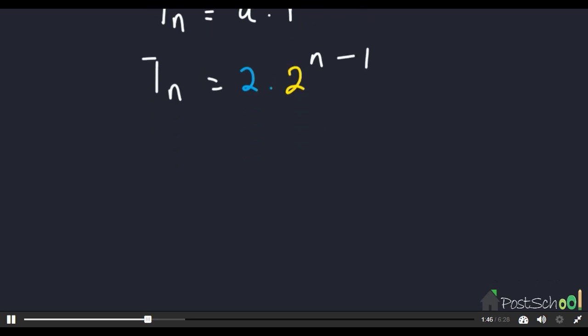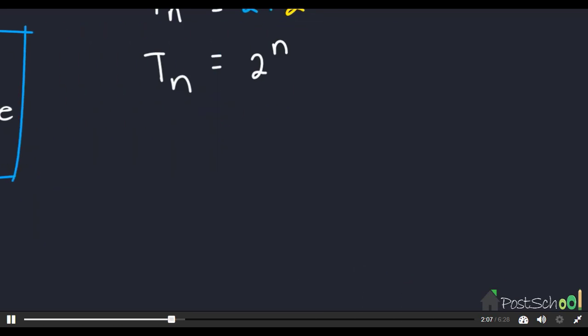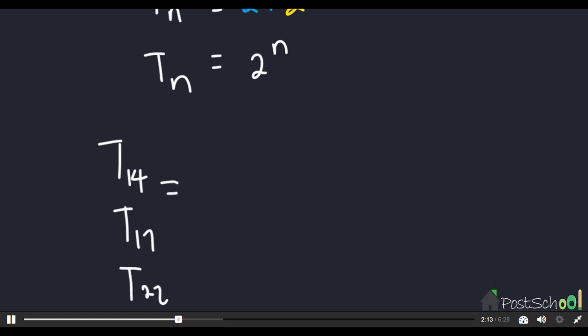We can simplify by noting that these are two bases which are the same, and we are multiplying this by an exponent 1, so we can add the exponents. So this is 2 to the power n. So Tn is equal to 2 to the power n. This is the general term of that sequence. We can use the general term to find other terms. We can find T14 and T17 and any term in this sequence.